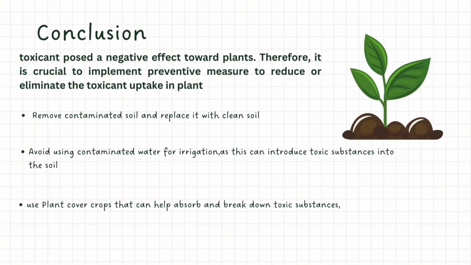And lastly is the conclusion. It's me again, Evan Clark. Toxicant poses a negative effect for plants. Therefore, it's crucial to implement preventive measures to reduce or eliminate toxicant uptake in plants. First is to remove contaminated soil and replace it with clean soil. Avoid using contaminated water for irrigation as it can introduce toxic substances into the soil. And lastly, use cover crops that can help absorb and break down the toxic substances.